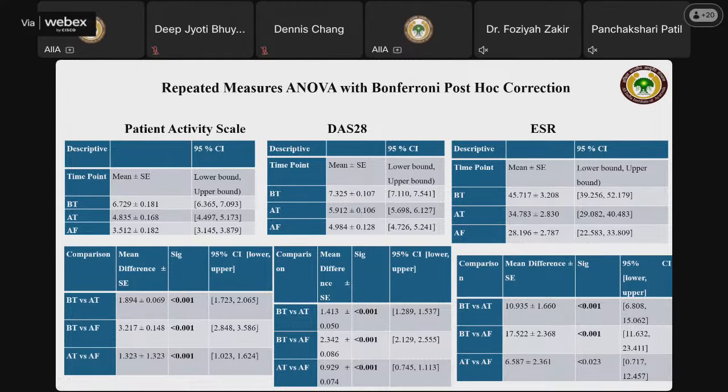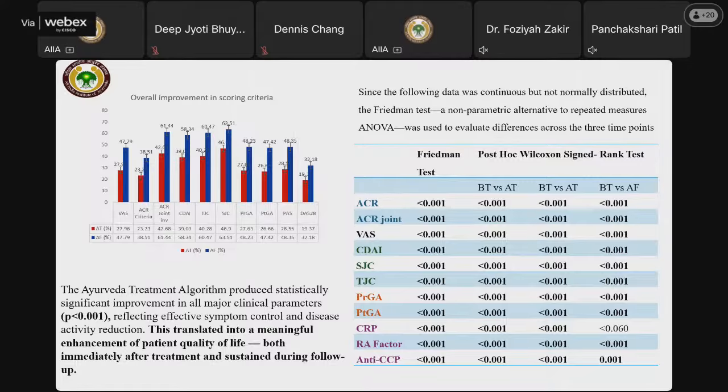principles. When we looked at the patient activity score, disease activity scale, and the inflammatory marker like erythrocyte sedimentation rate, even in that we could find very significant results showing statistical difference. The overall improvement was observed in ACR criteria. We could find changes in VAS scores. We could find changes in clinical disease activity index. We could find statistically significant results in swollen joint counts, total joint count, provider global index, and patient global index, along with RA factor and anti-CCP. So these statistically significant results were very promising as we tried to adopt the entire principle of Ayurveda, right from the patient aspect to the disease condition aspect.